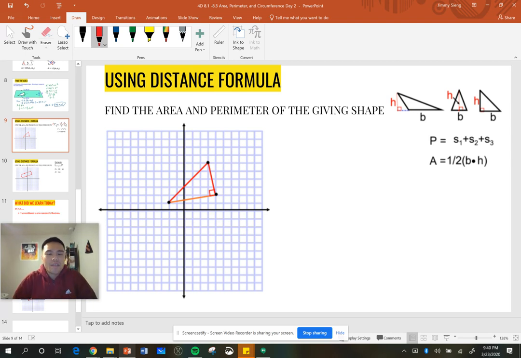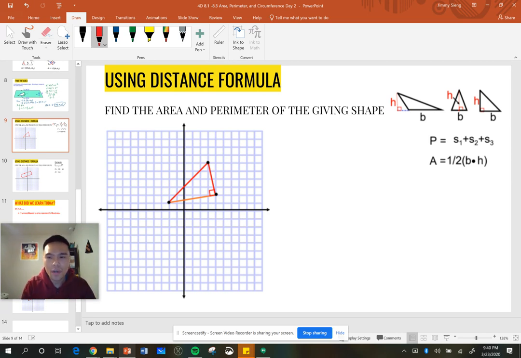Okay. So look at this one, right? We need to find the area and perimeter of the given shape. What is wrong with this? What do you think? Can you find the base easily? Can you find the height easily? If you said no to both of those questions, then you are correct.